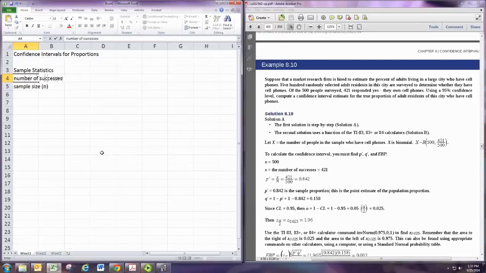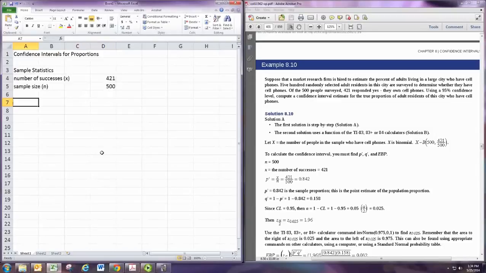If you're asking a yes or no question, then that's just the number of yeses, typically. So for this problem, we had 500 people surveyed and 421 responded yes.